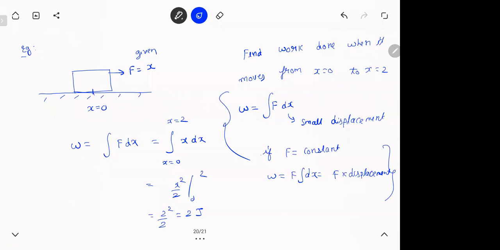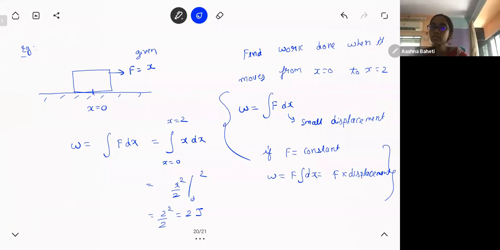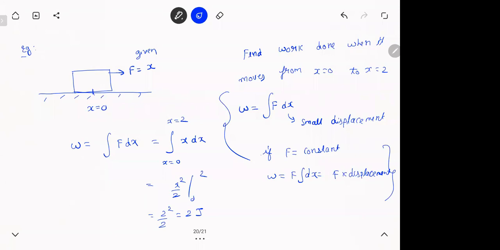But this was for what? When force is constant. Got it? If force is not constant, what should you use? Integral f dx. Are you getting the formula? If f is constant, it is f into x. If f is not constant, it is integral f dx. Does that make sense? Yeah.